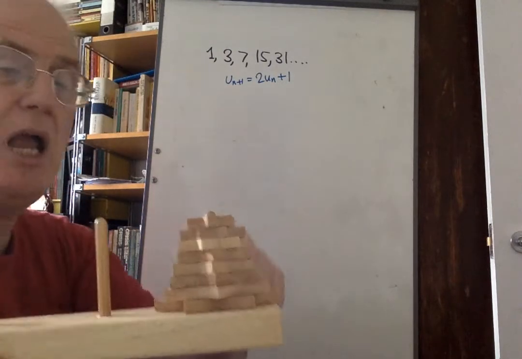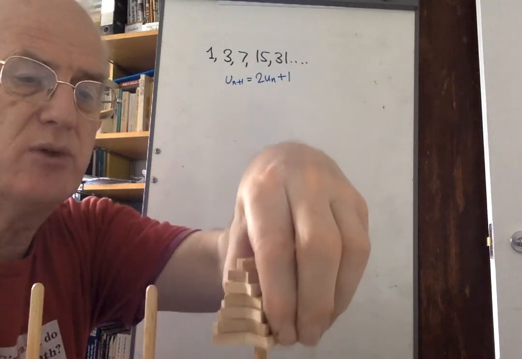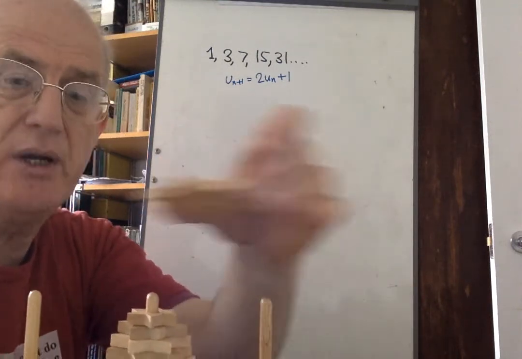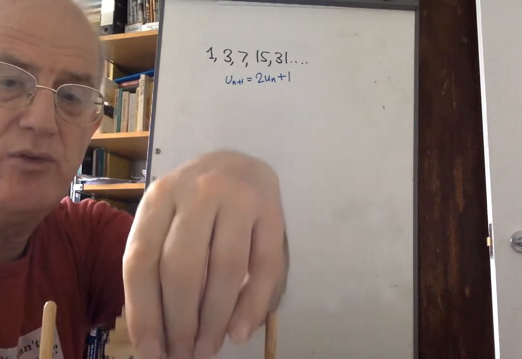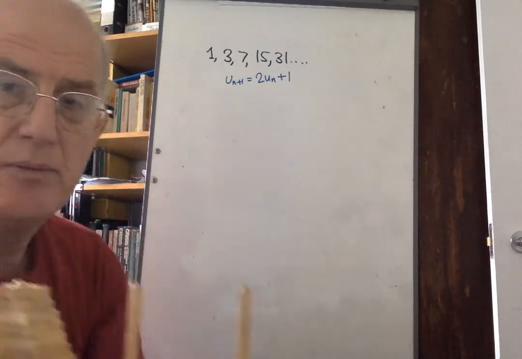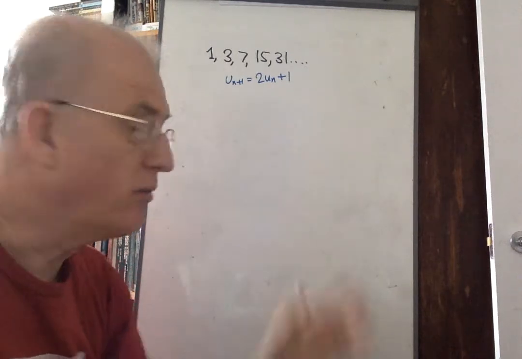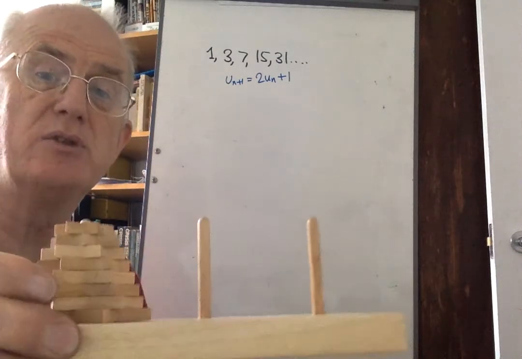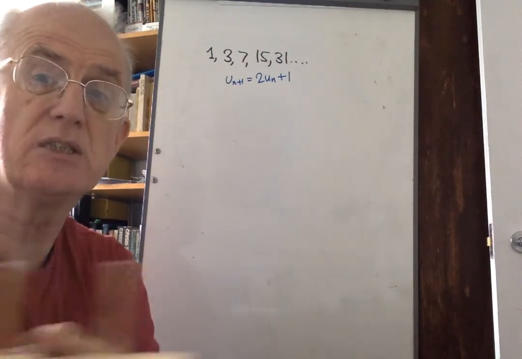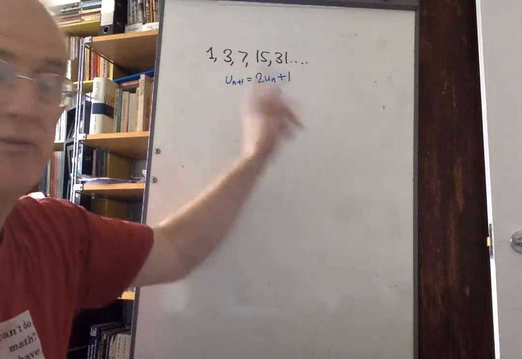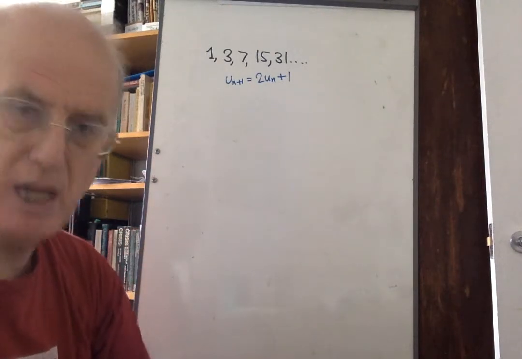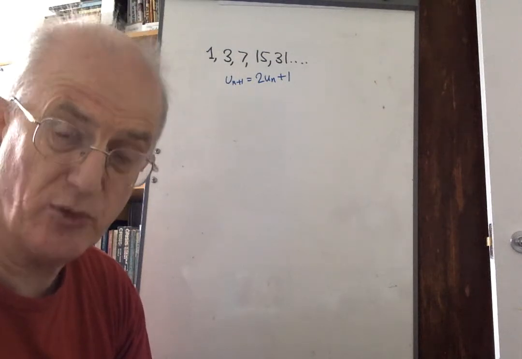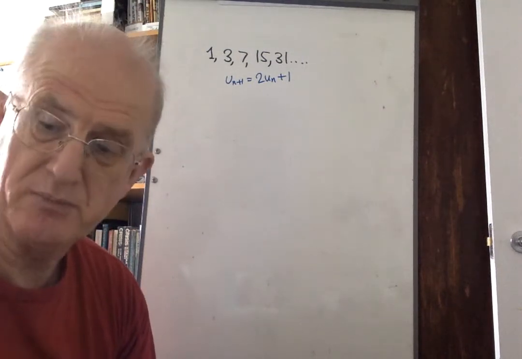To move n plus 1 discs, you have to move the top n, then you move the bottom one, then you move the top n again. So that's good for small numbers, but suppose we wanted to find out what the number of moves was for 100 discs. We don't want to have to go through doubling and adding 1 100 times. It would be good to have a direct formula which will tell us how many moves.